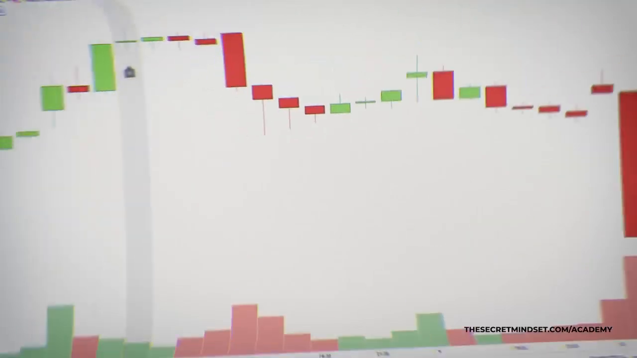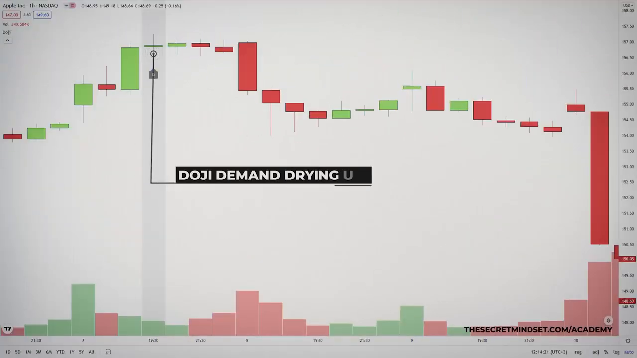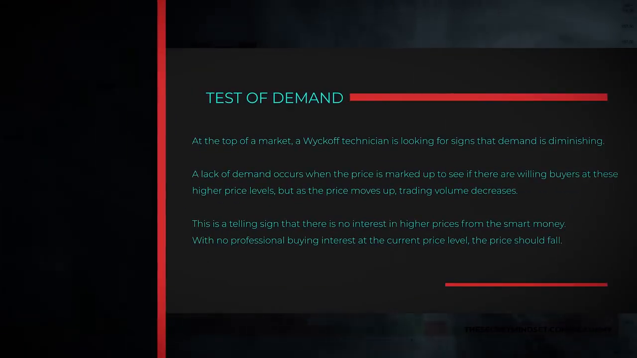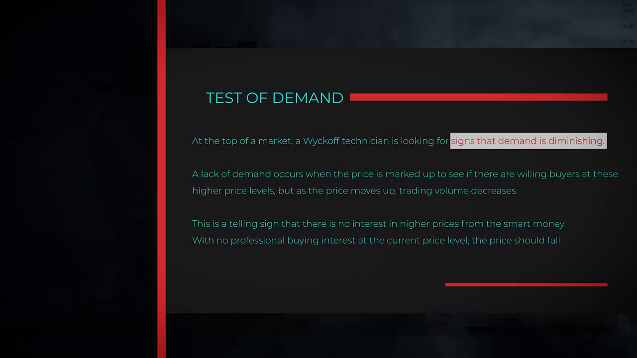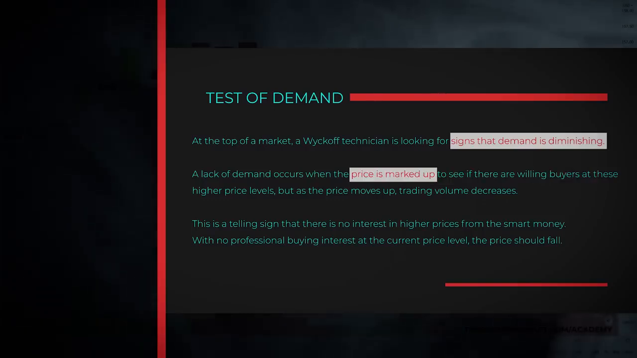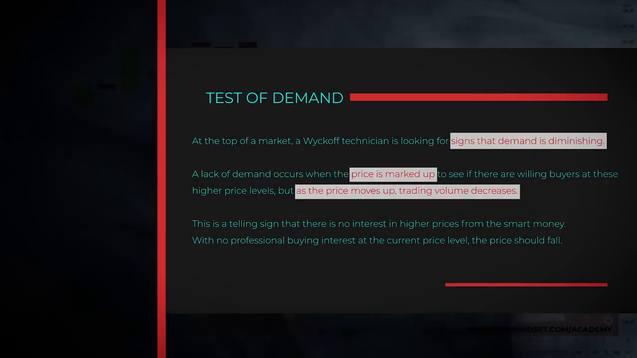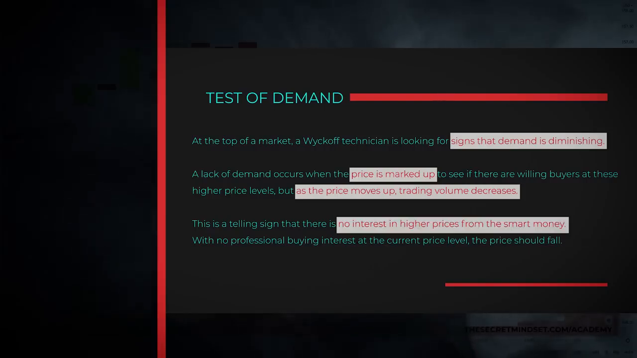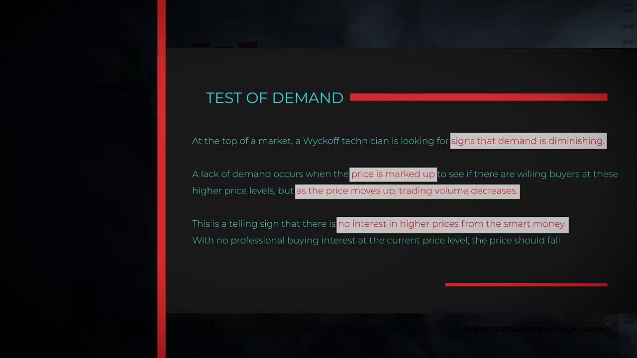value. Now let's look at the doji at the top of a market. This formation is called doji demand drying up. At the top of a market, a Wyckoff technician is looking for signs that demand is diminishing. A lack of demand occurs when the price is marked up to see if there are willing buyers at these higher price levels. But as the price moves up, trading volume decreases. There is a telling sign that there is no interest in higher prices from the smart money. With no professional buying interest at the current price level, the price should fall.